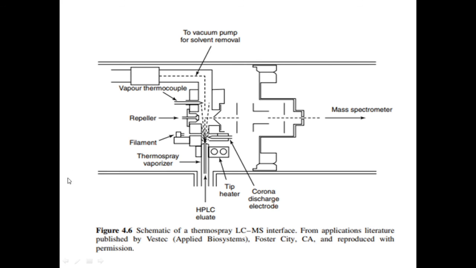This is a schematic of the thermospray LCMS interface. Here, the vacuum pump for solvent removal. This is the vapor thermocouple. This is the repeller. This is the filament. This is the thermospray vaporizer. Here, the tip heater. This is the corona discharge electrode and the mass spectrometer. All these, their mechanisms I already told.